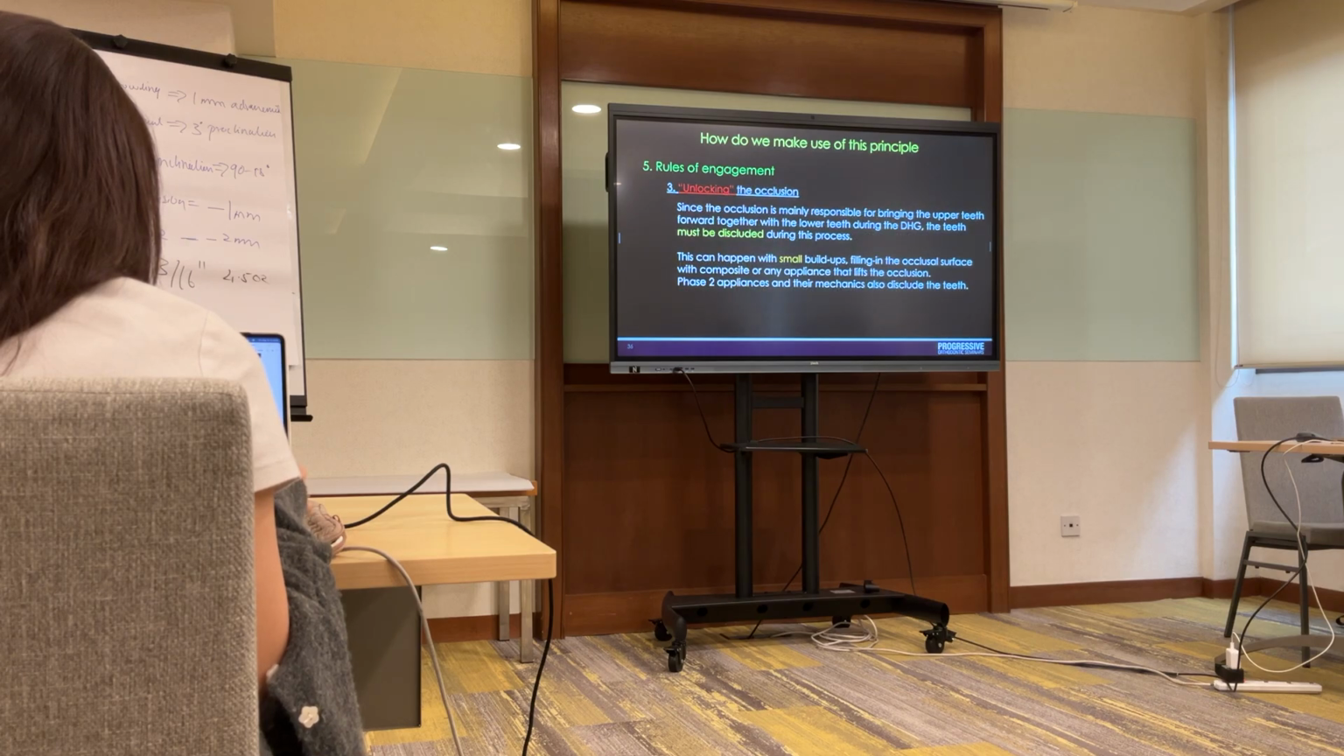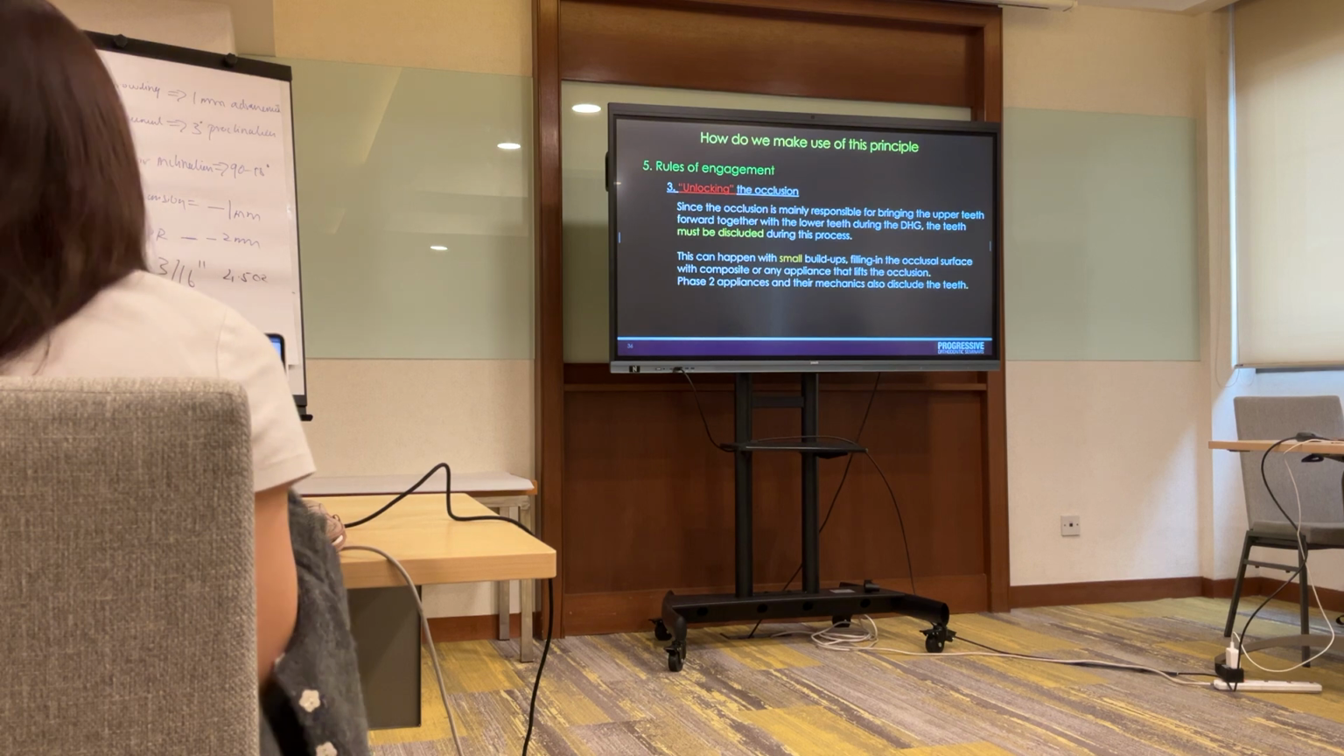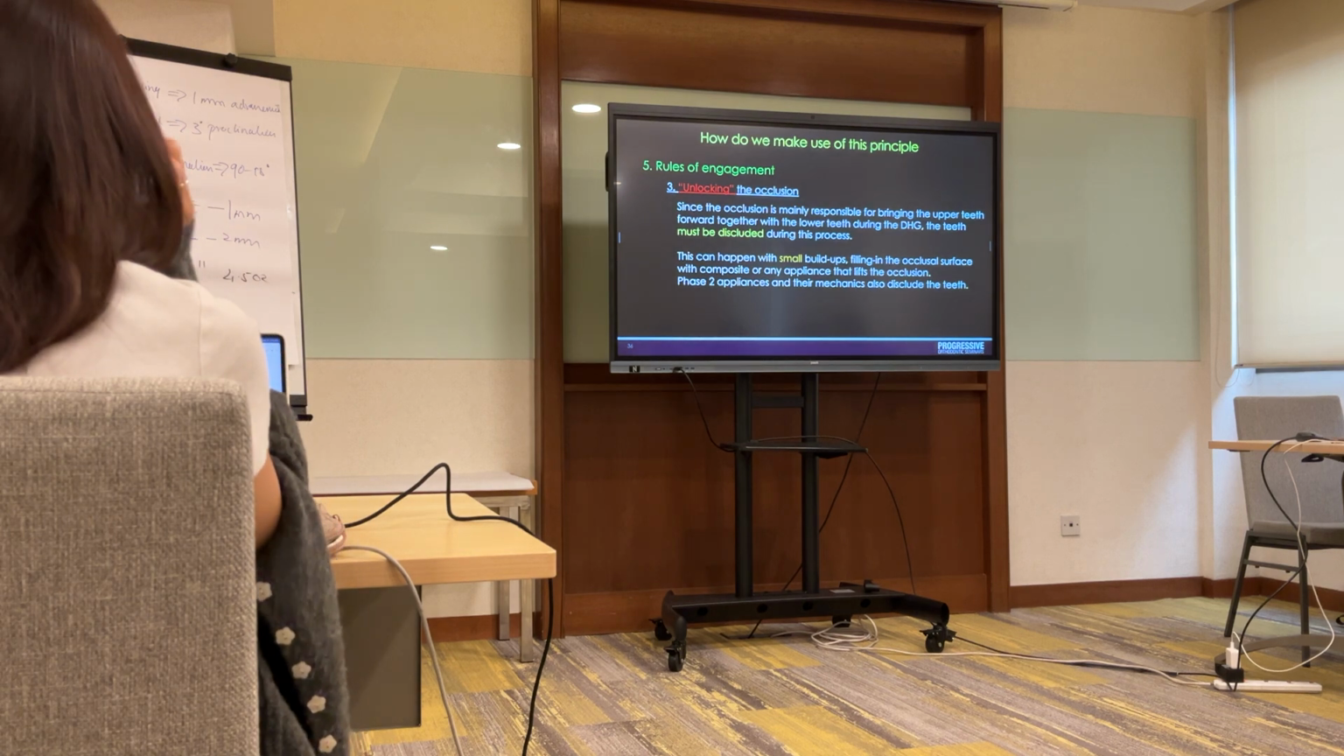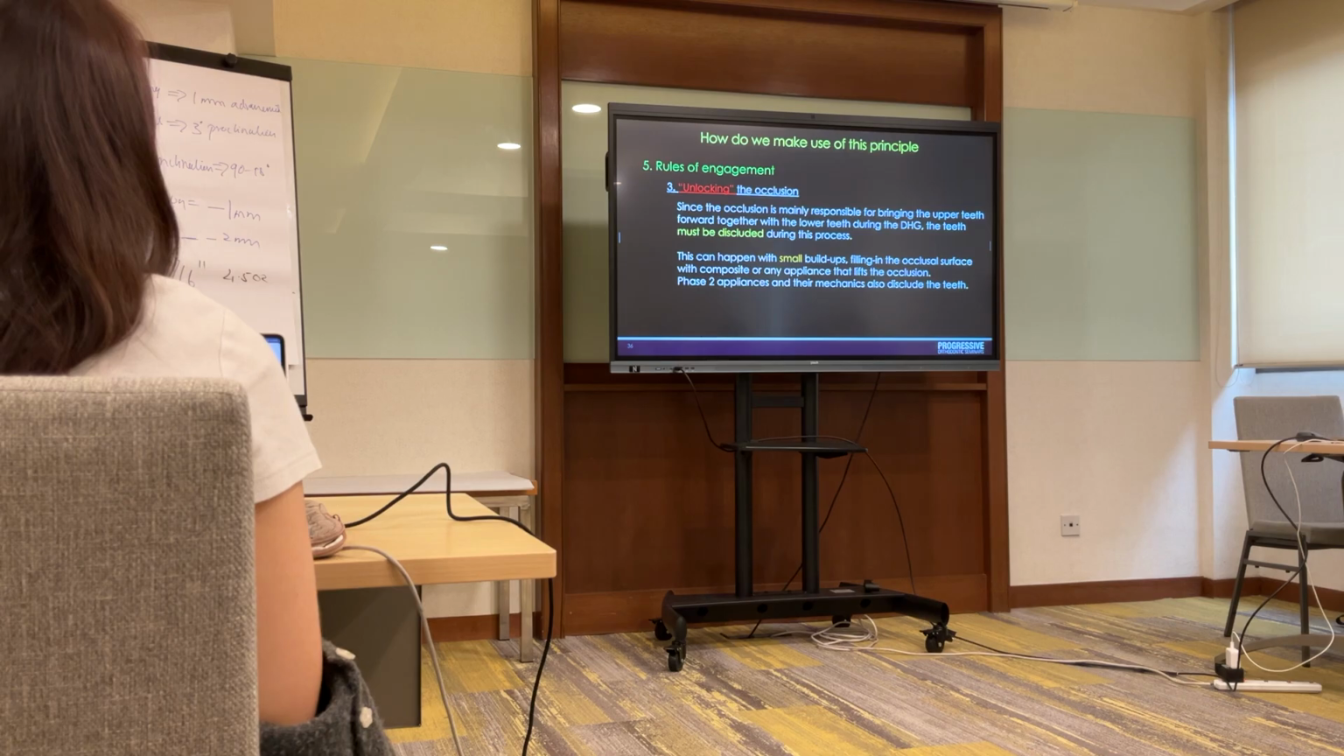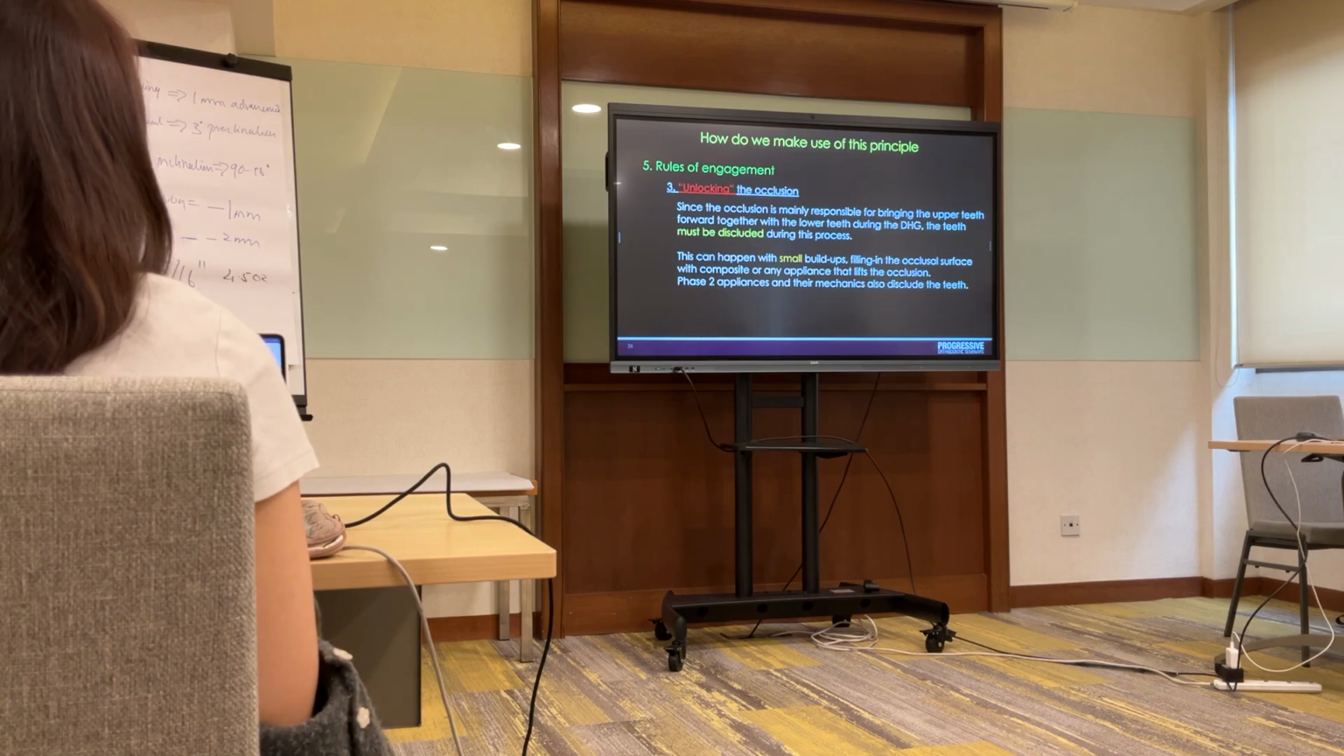What you have to do is unlock the occlusion. Unlocking the occlusion can be small build-ups with composite or just orthodontic treatment. When you start ortho treatment, the teeth start moving. As the teeth start moving, the occlusion is disrupted. That is enough for you to express the differential horizontal growth.